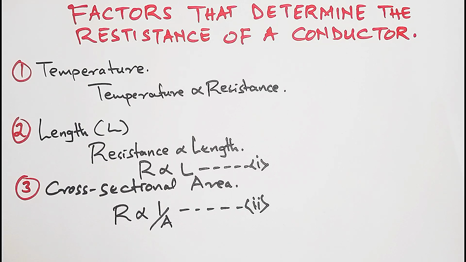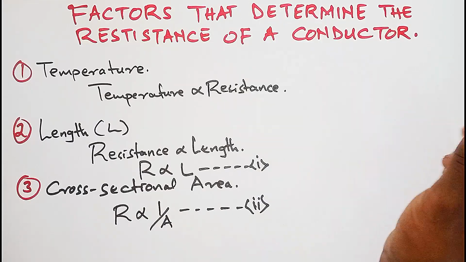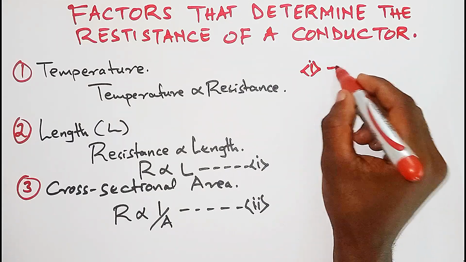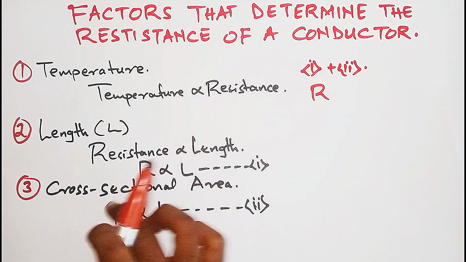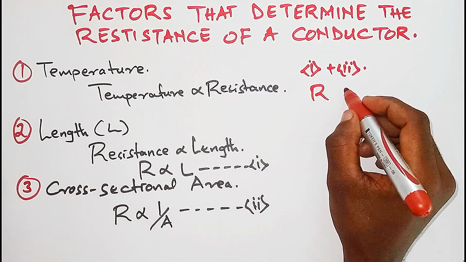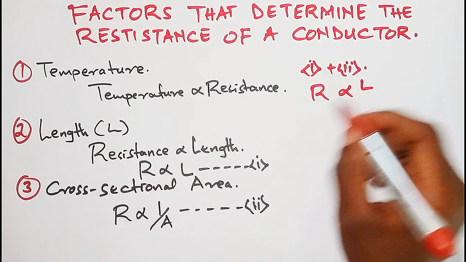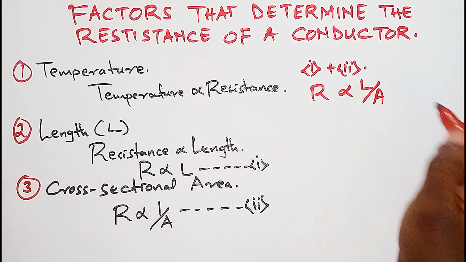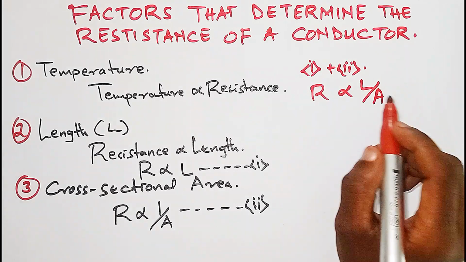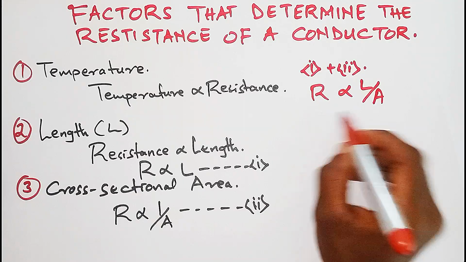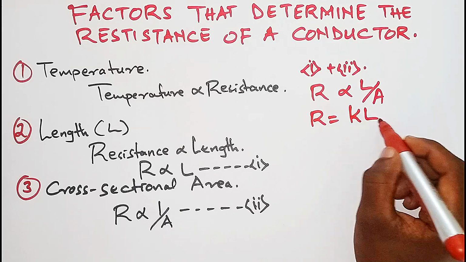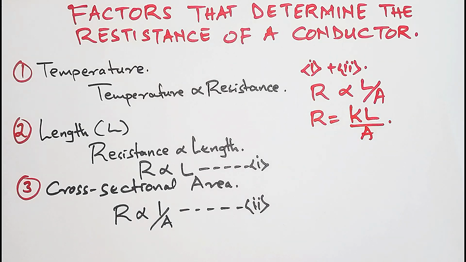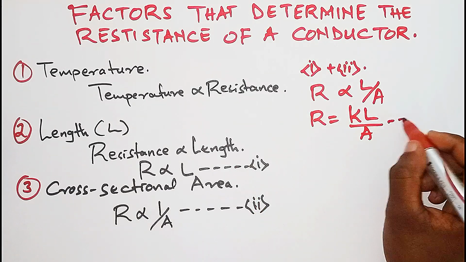Over here, we'll combine the first equation and the second equation. Since R is common to both equations, then R, which is the resistance, will be directly proportional to length as stated in equation number 1, and inversely proportional to area as stated in equation number 2. By removing this proportionality sign, it will be replaced with the proportional constant. Then it will be K L, meaning proportional constant times length, over A, cross-sectional area. This is equation number 3.